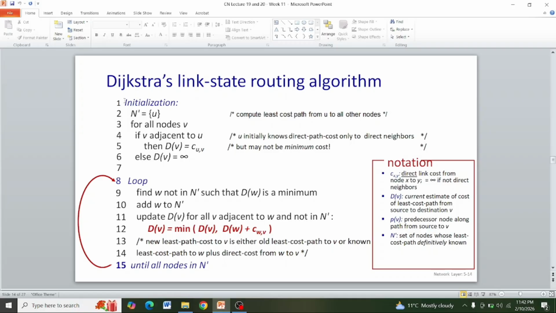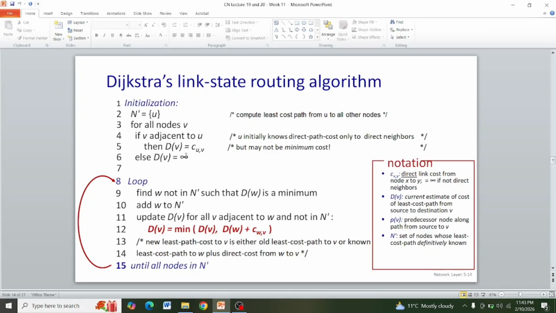The first phase is initialization, and the second, major phase is the loop phase. In the initialization phase, we see at line number 2 that N prime is initially composed of only the set U. It means that we are computing the forwarding table for node U. At first, we are considering that our source node is U and the destination node is also U.